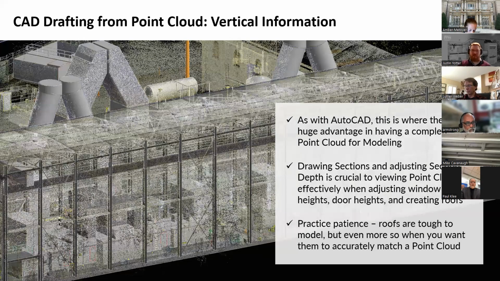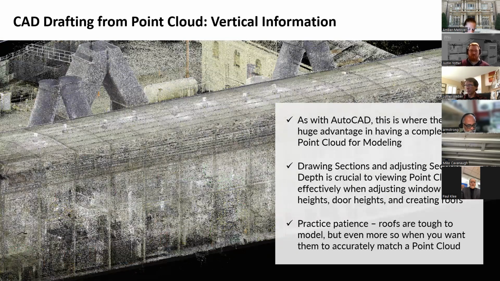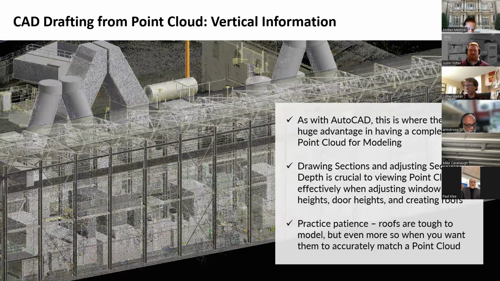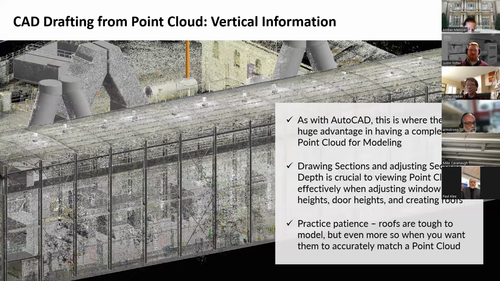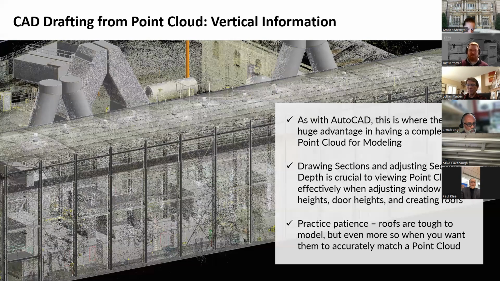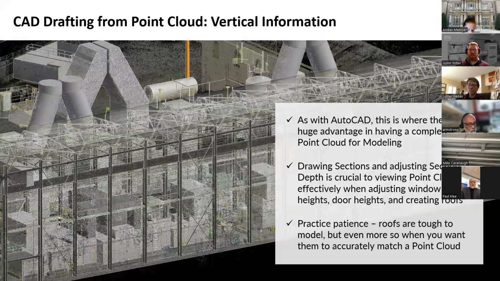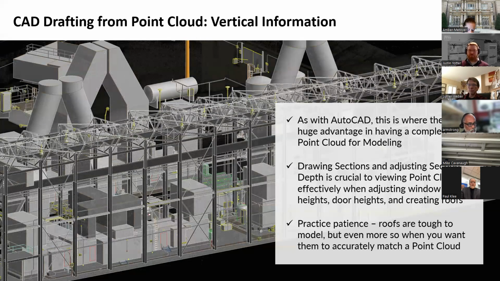As with AutoCAD, this is where there is a huge advantage in having a complete point cloud for modeling. Drawing sections and adjusting section depth is crucial to viewing point clouds effectively when adjusting those window heights, door heights, and creating roofs. And practice patience. Roofs are tough to model, but even more so when you want them to accurately match a point cloud.